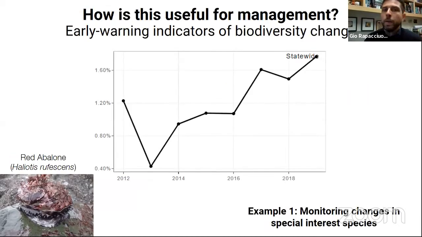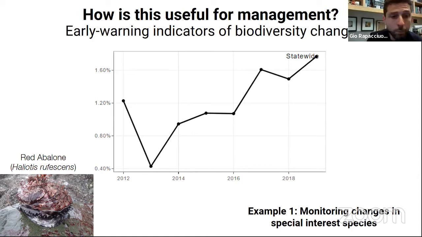How is this useful for management? We've talked about early warning indicators of change and this idea of an early warning system for the coast. If we look at patterns of proportional rate of observation, we can start seeing changes as they happen, formalized, not just by saying people have been seeing Ocenebra more frequently, but actually we can formalize exactly how much more frequently than usual people have been seeing Ocenebra.